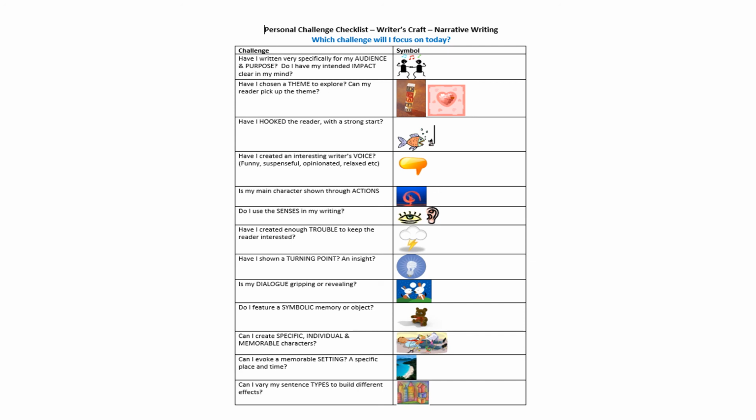Or you might challenge yourself to show a turning point in a story that you're writing, so that your reader goes with you and realizes that the main character is just at the point of change. Or maybe the main character is just realizing something totally different from what they've known before. And we call that having an insight. So I think this personal challenge checklist is very helpful, because it allows you to set something new that you would like to work on in your writing session.